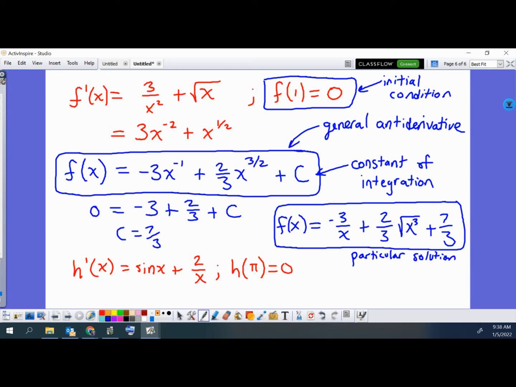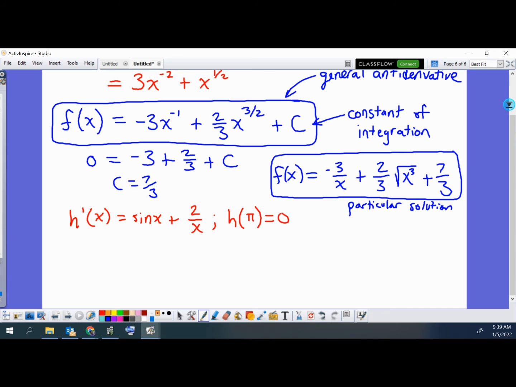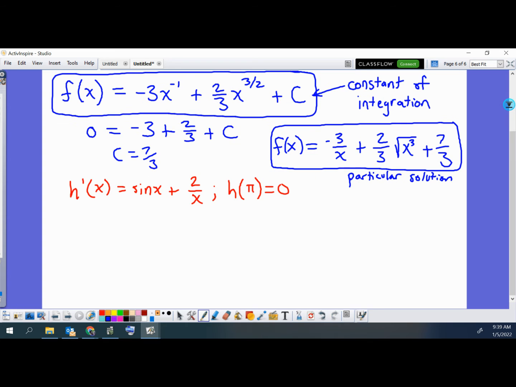Okay, so a bit of vocab here. Those are all terms you want to know. Initial condition, general solution or general antiderivative, constant of integration, and particular solution. We're going to do the same thing on h here, or h prime, whatever. We're going to find h. We are given an initial condition. We're going to find the particular solution for h. And I think you guys did that one already too, yes? Maybe not the particular solution yet. So we'll talk through that.